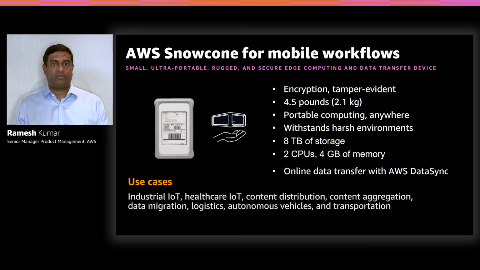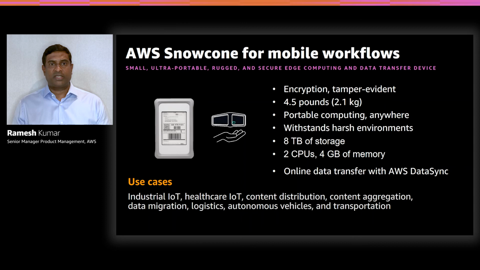Snowcone is rugged. It can withstand vibration, can operate in outdoor locations. It can operate in the rain, in freezing cold conditions, and hot desert-like climates. Snowcone offers 8 terabytes of storage capacity, and you can run edge compute applications on Snowcone on the 2 CPUs and 4 gigabytes of RAM that's available for use. Once you've copied data onto Snowcone, you can ship the Snowcone device back to AWS for offline data transfers.